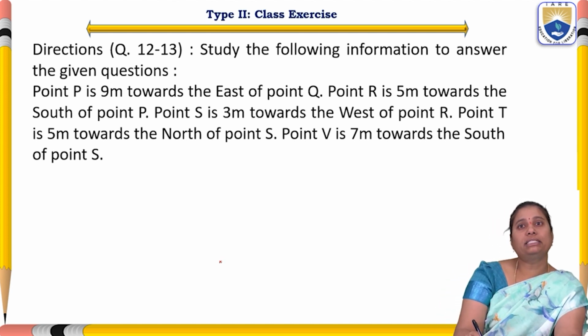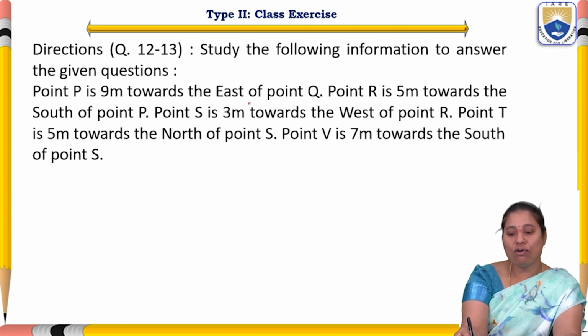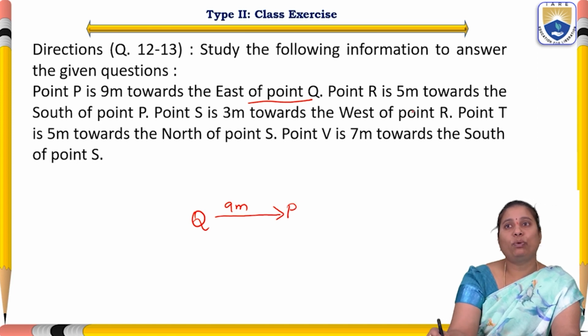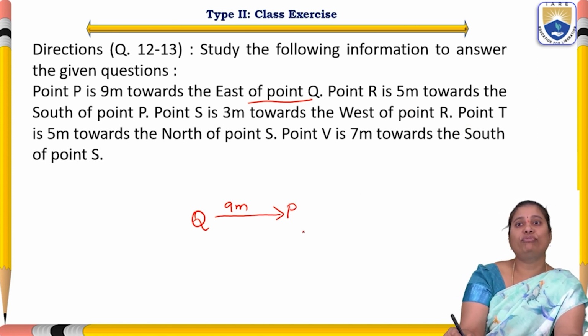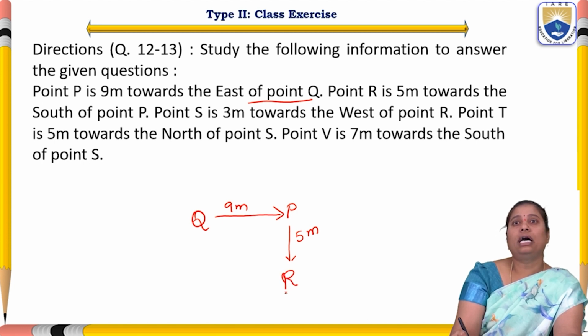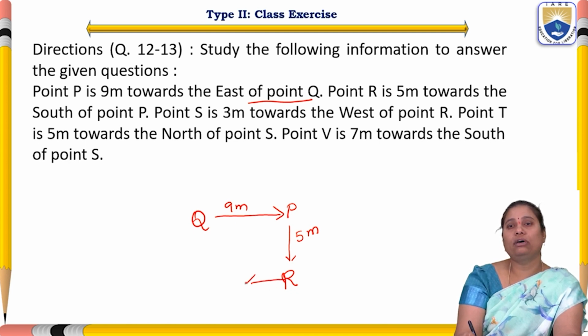Same, point P is 9 meters towards the east of Q. We should not forget this. So Q is here, and to the east side of Q at 9 meters, point P is located, whereas point R is 5 meters towards the south of P. So R is located 5 meters south of P, and point S is 3 meters towards the west of R. From R's west, S is located at 3 meters. So immediately we have to convert these into 6 meters as well as 3 meters.